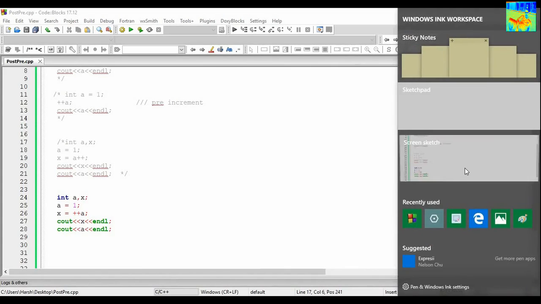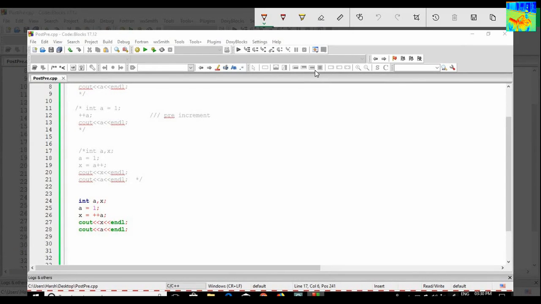Now what is happening here? So x equals plus plus a. It is called pre-increment. Plus plus a is called pre-increment. It will do the opposite. First it will increment, then assign.